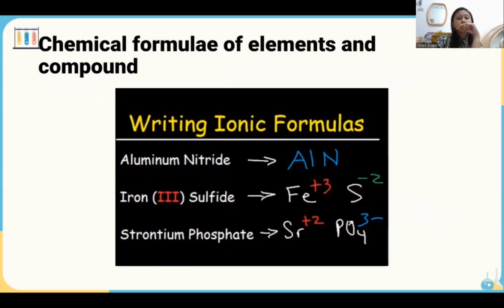Here are the chemical formulas of elements and compounds. Aluminium nitrate becomes Al(NO3)3, iron sulfide, if you have Fe 3+ and S 2-, becomes Fe2S3, then strontium phosphate is Sr 2+ and PO4 3-, giving Sr3(PO4)2.